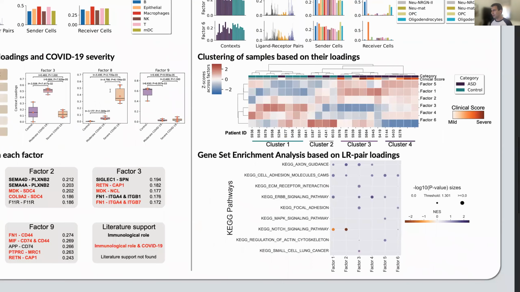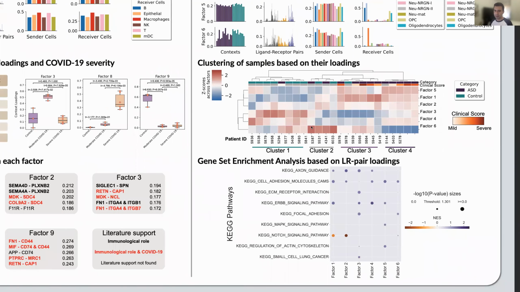So in contrast to the COVID-19 case, we can use the context loadings also to try to cluster the patients, given the combination of self-communication capturing the different factors. And here, we were able to group together patients with ASD condition versus control, and we can observe the dysregulation of self-communication given the factor that seems to be associated with one condition versus the other.